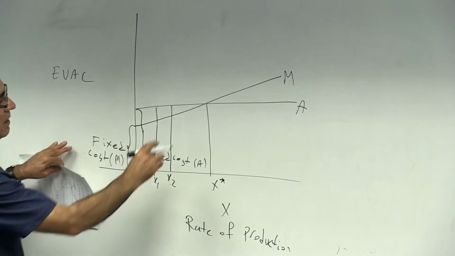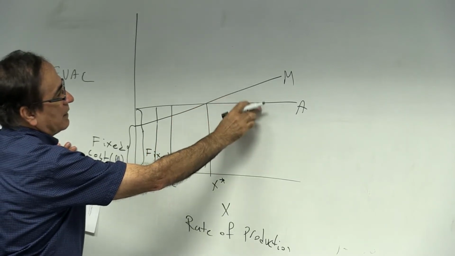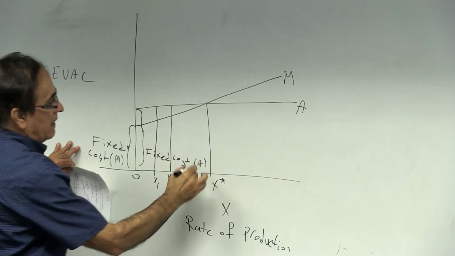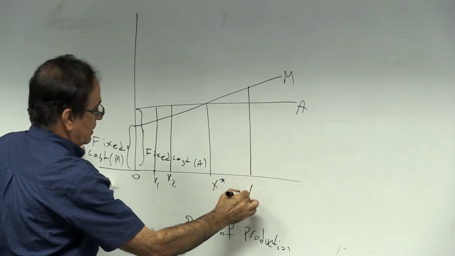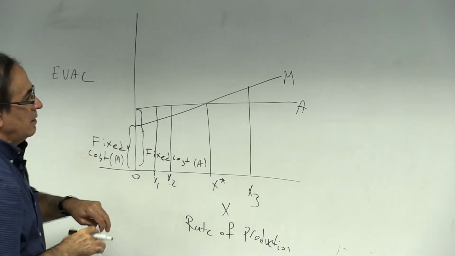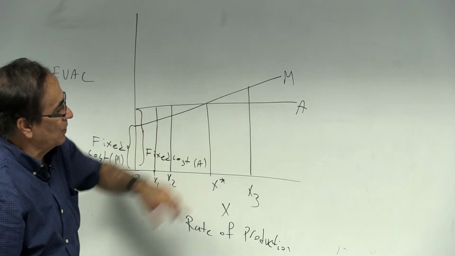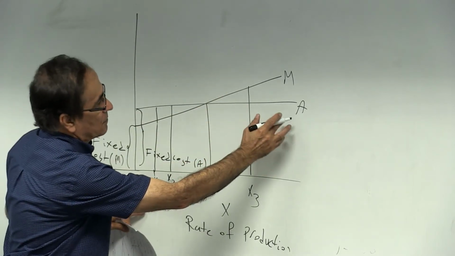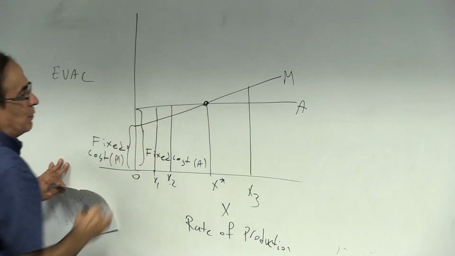At this point, there is no difference between the annual cost of automated and manual. But when I exceed the x star, for example, at this level of production, x3, the automated has lower annual cost compared to the manual. So it means the automation is better than manual. So that's why we call this point the break-even point.